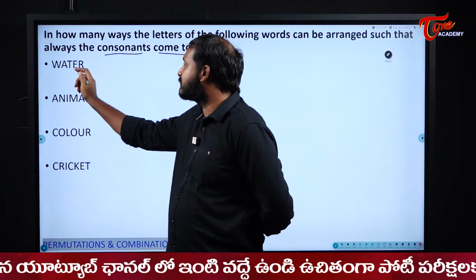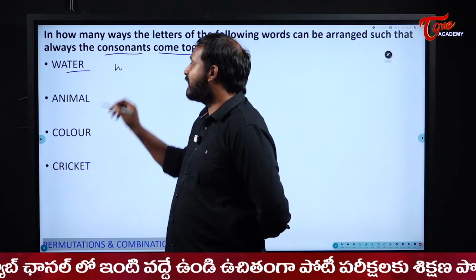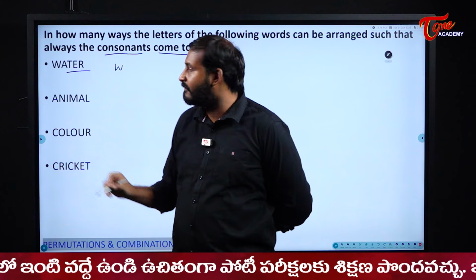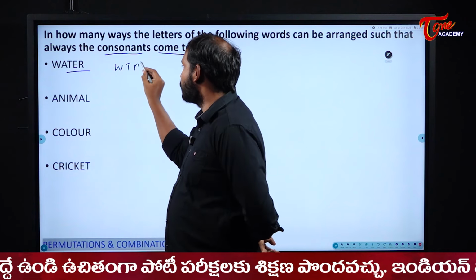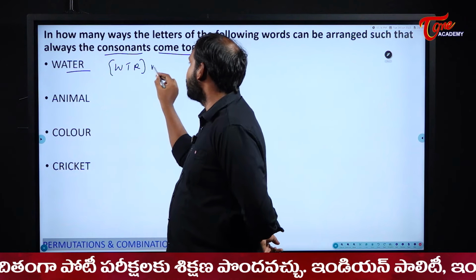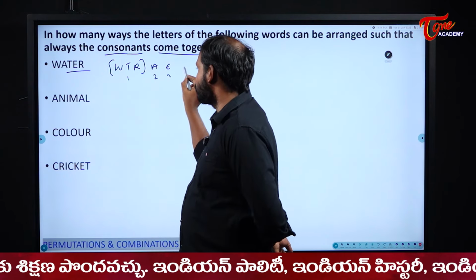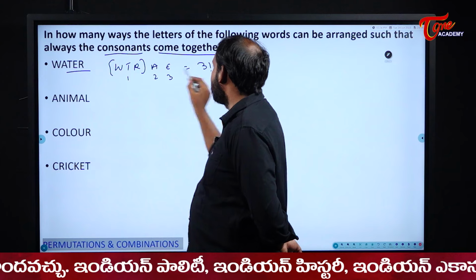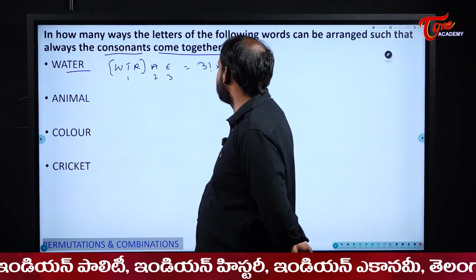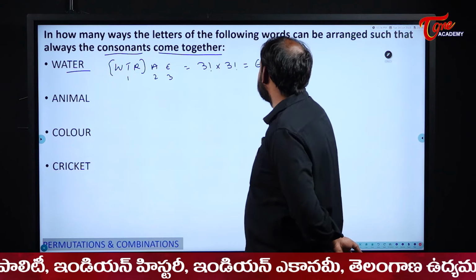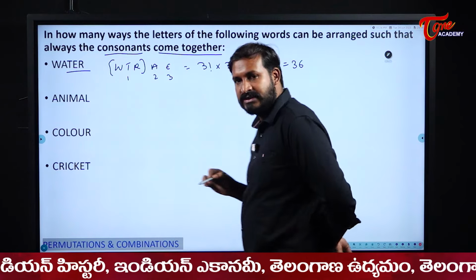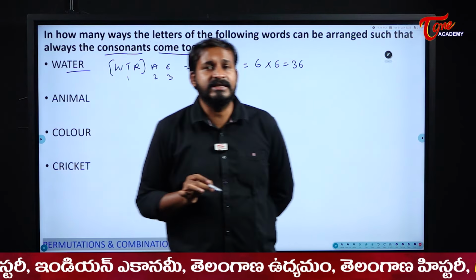What happens here, students? Earlier we have written vowels first, right? Now I will write the consonants as a group and vowels individually. So 1, 2, 3. So this will become what? 3 factorial, and the consonants can be arranged internally in 3 factorial ways. So 6 into 6, it becomes what? 36 different ways. We can arrange them in 36 different ways.